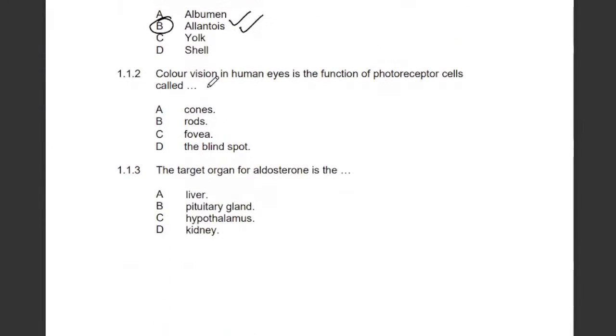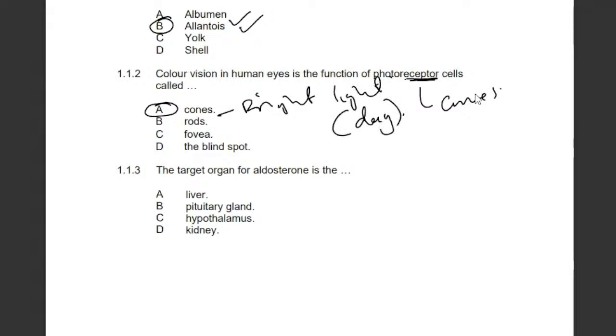They're saying that the color vision in the human eye is a function of photoreceptors. When you talk about photoreceptors, yes, we are looking at the cones. So here we are trying to say this is the answer. Why? Because cones are used in the bright light, actually during the day. And then rods are used during night.